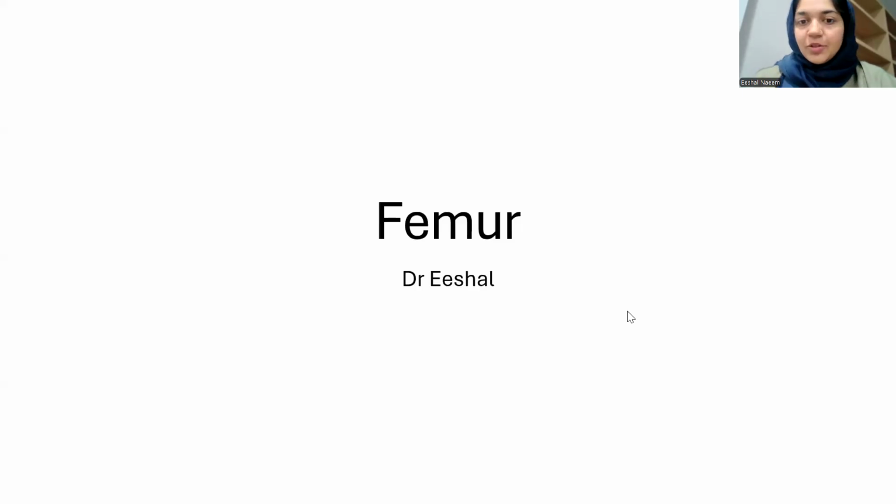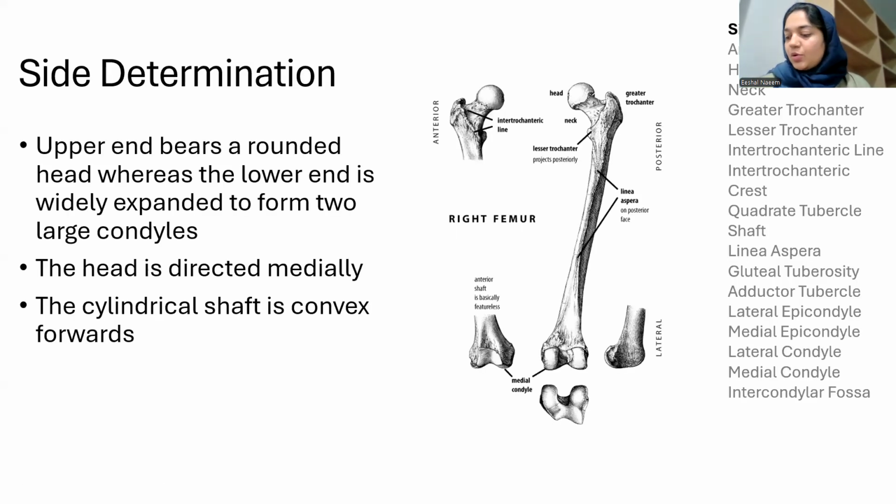Hi guys, so today we're going to complete the femur. The femur is basically one of the largest bones of your body. It's the main bone of the thigh. To understand the side determination of the femur, we must know that it bears an upper rounded head, whereas the lower end is expanded to form the two large condyles.